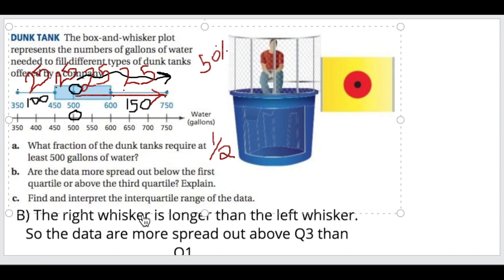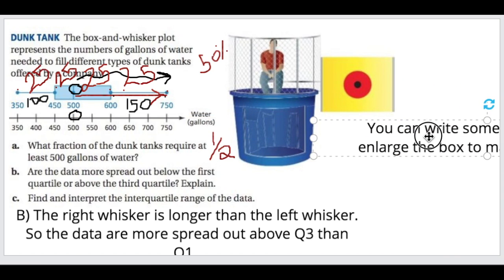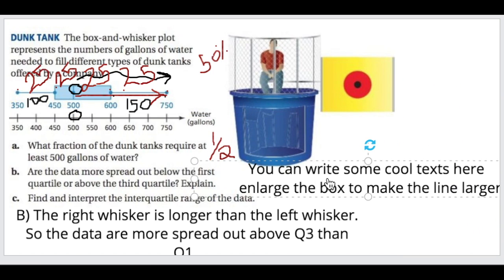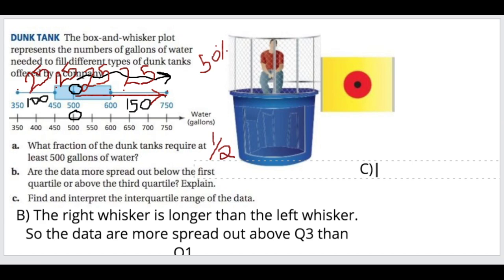And then our last one, C: find and interpret the interquartile range of the data. Well, first, let's see what our interquartile range is. So for C, we'll write it right here. I apologize, I'm not good at this, I'll get better. For C, my IQR, remember, is my quartile 3 minus my quartile 1. That equals 600 minus 450, which equals 150. So my IQR is 150.